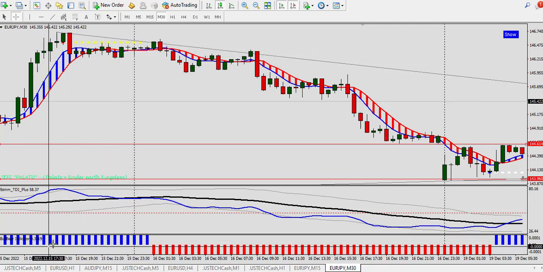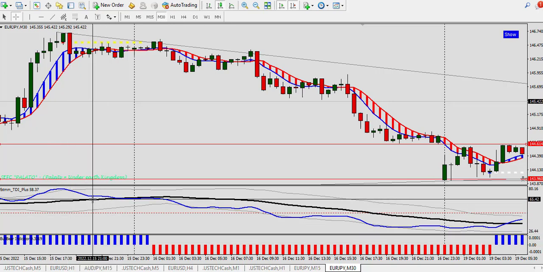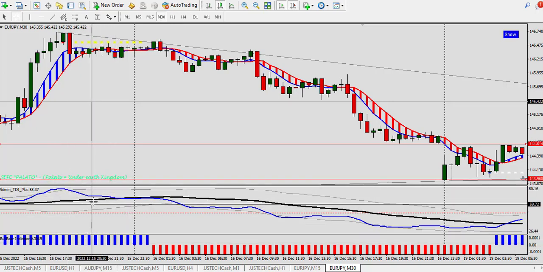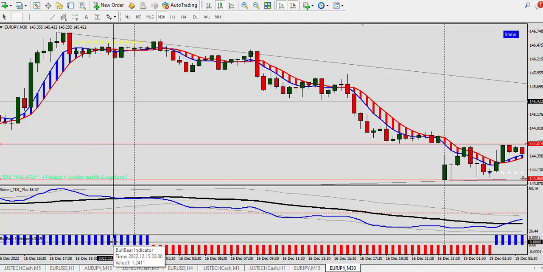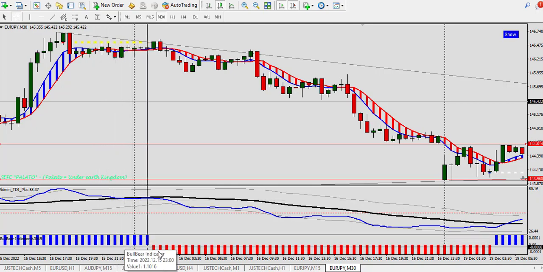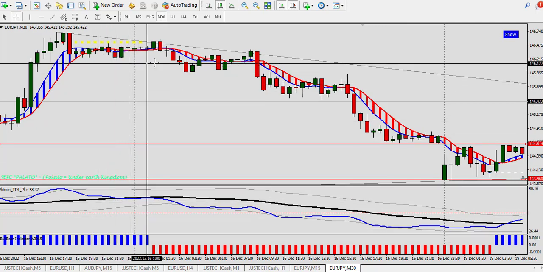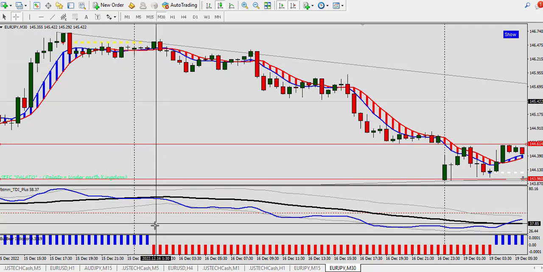But if we look at the bull bear indicator and the TDI, they still remain above. The blue line still remains above the black, and the bull bear indicator still remains blue. So at this particular point, you cannot place your trade. You have to wait for the TDI to be in agreement.